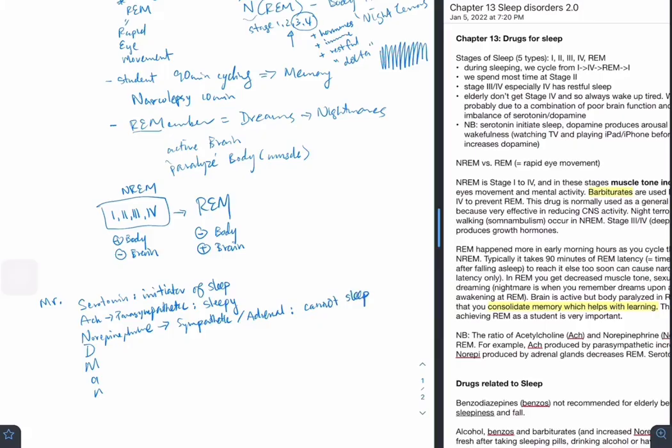D of Mr. Sandman, D, there's dopamine. D stands for dopamine. If serotonin is the initiator of sleep, then dopamine is the arousal of sleep. I mean that your body, or your brain, is constantly being stimulated or aroused.